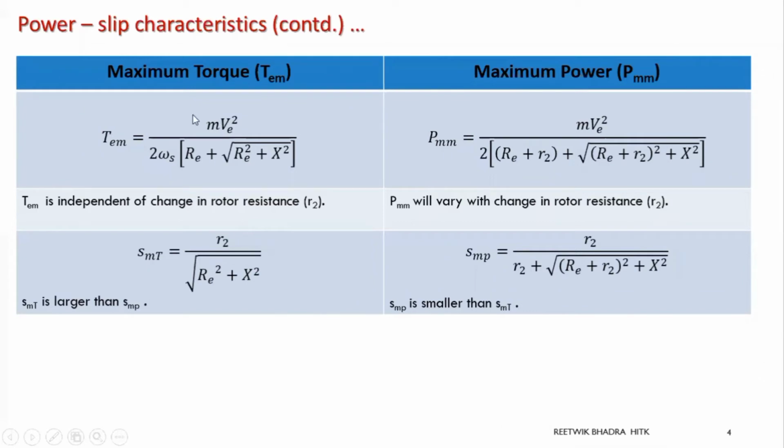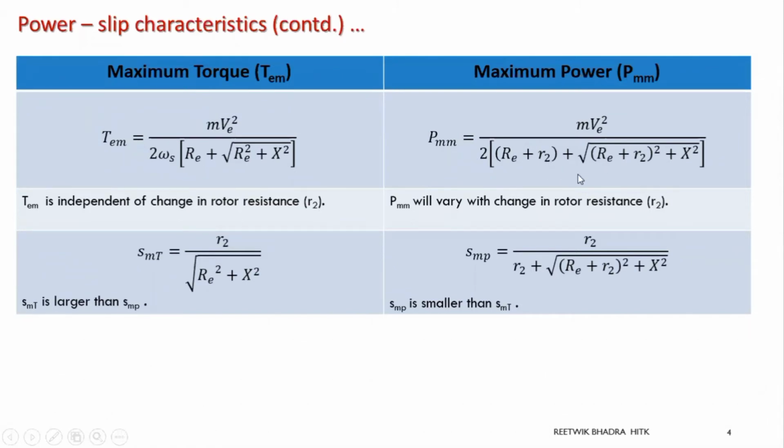Now over here, if you observe, TEM was independent of R2. Remember our slides from the last class, where we checked the dependency of torque on changing resistance. Maximum torque was constant even if our rotor resistance was changing. So TEM is independent of your rotor resistance R2. RE was dependent on R1, and X was dependent on XM and X1, so there is no dependency on R2. Whereas PMM, maximum power, will be dependent on R2.